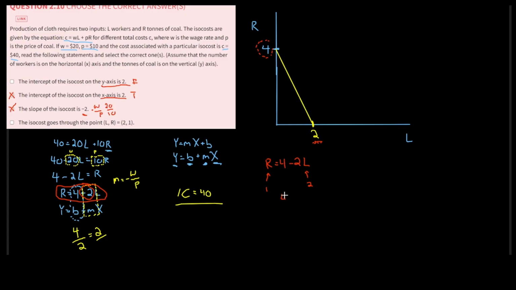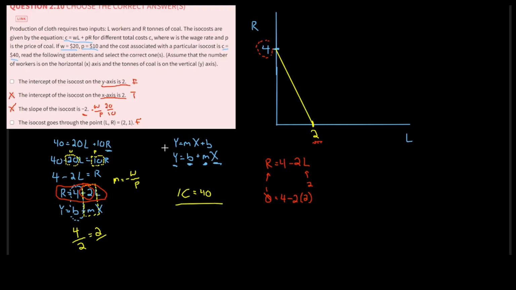What is 4 minus 2, substituting 2 in for L? So that is 2 times 2 is 4. 4 minus 4 is 0. Oh, 0 is not 1. So that is a false statement.